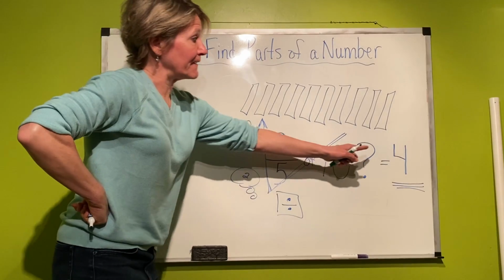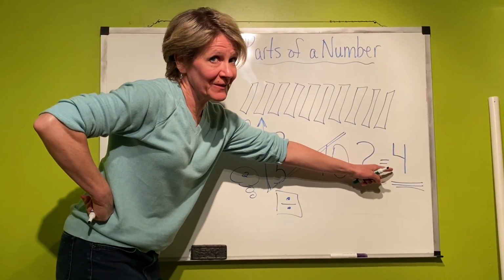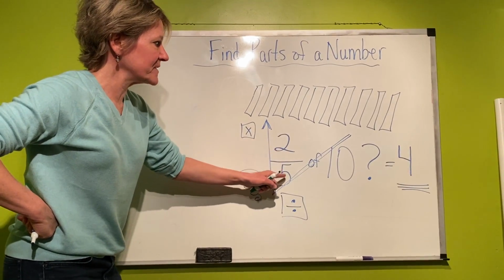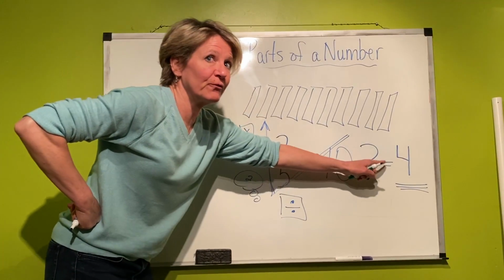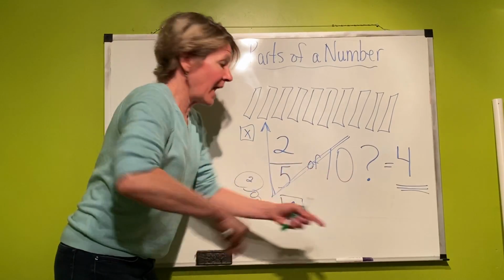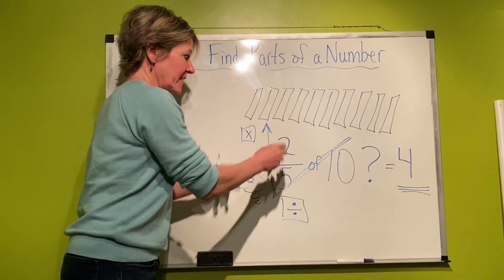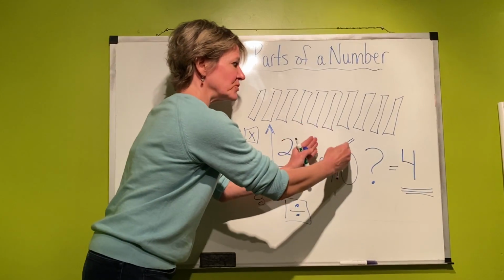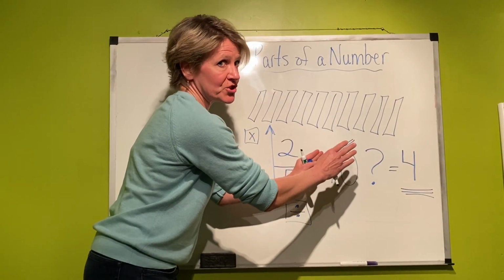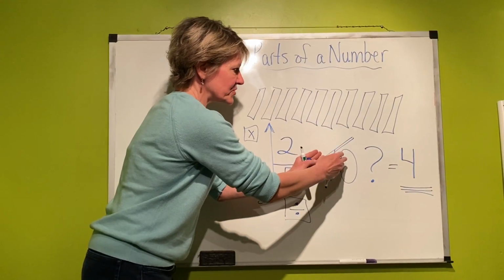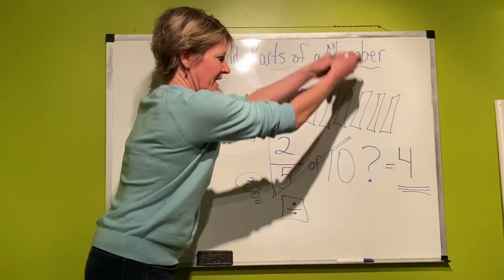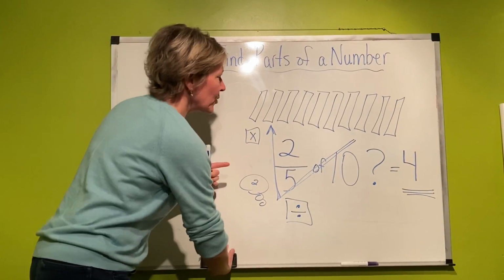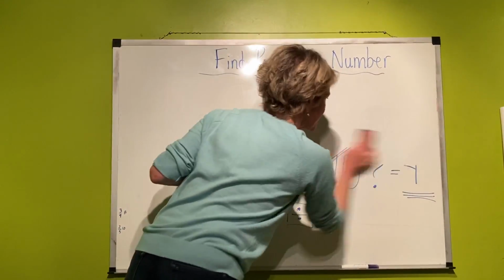Somebody in your family ate 4 of your Kit Kats after trick-or-treating on Halloween. 2/5 of 10 is 4. And the only way I knew that is I had my fraction. I had my jumbo number. He's the star of the show, or she's the star of the show. Big number, start there, and then zig, zag. Easy. All right, no more pictures. Let's just do some problems.